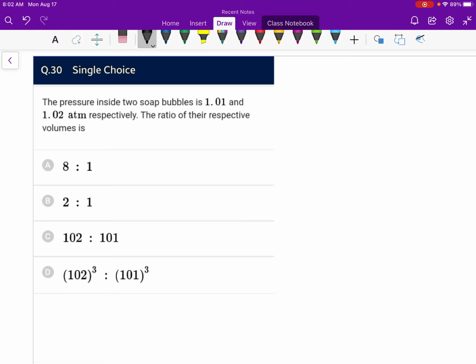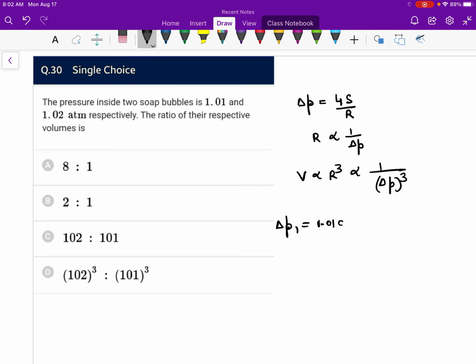The pressure inside two soap bubbles is this. So excess pressure delta P is 4S by R. So R is proportional to 1 upon delta P, and volume is proportional to R cube, so proportional to 1 upon delta P raised to power 3.